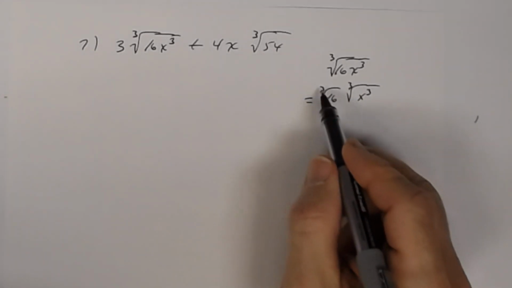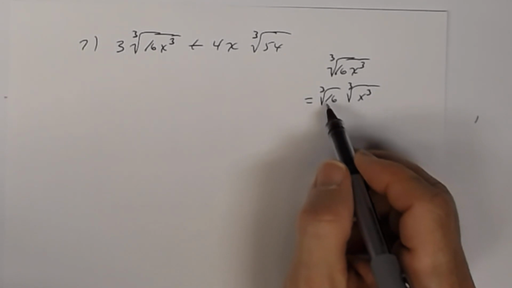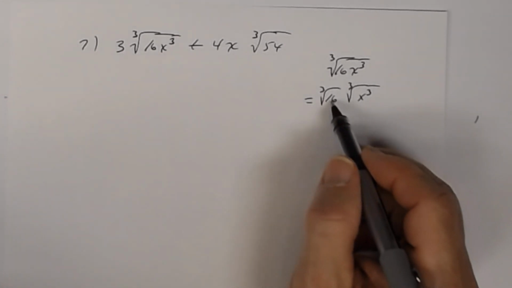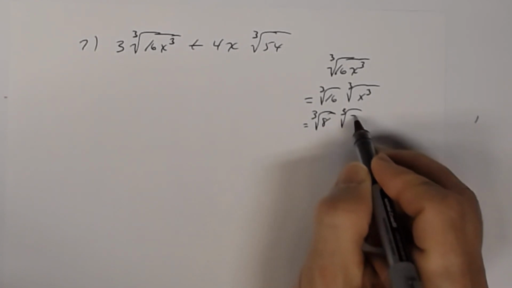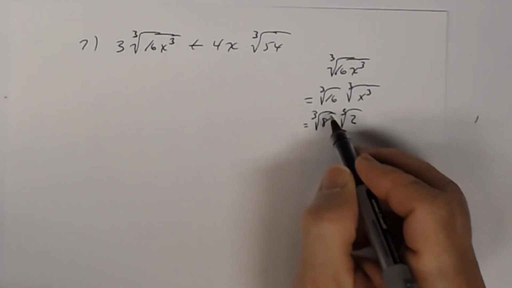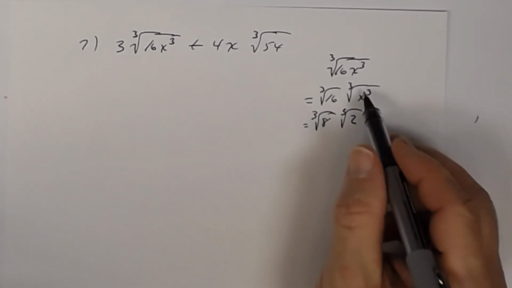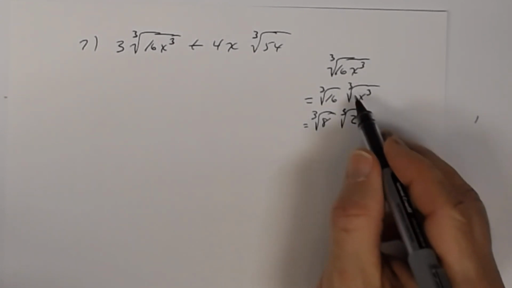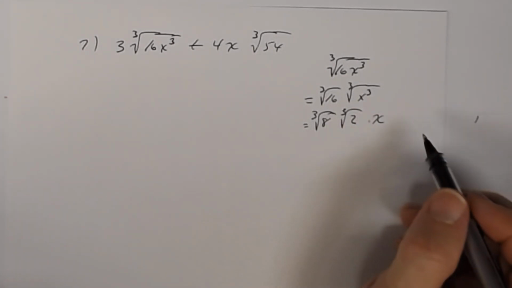Now remember, we're dealing with cube roots, so think about what's the largest cube root that is a factor of 16. And so that's going to be 8. Remember, 8 is a perfect cube. So that's going to be the cube root of 8 times the cube root of 2. 8 times 2 is 16. 8 is a perfect cube. And then over here, that's a nice one because 3 is divisible by 3. So the cube root of x cubed is just x, because x times x times x is x cubed.